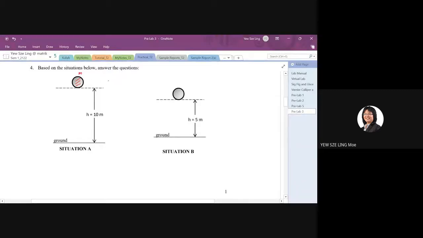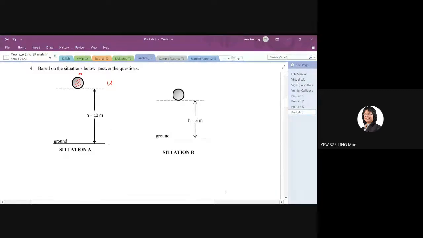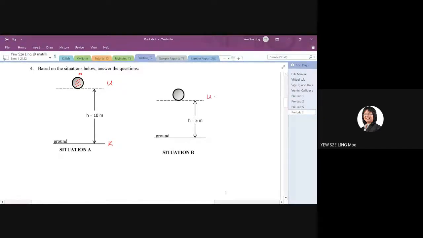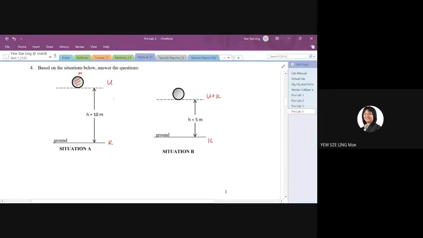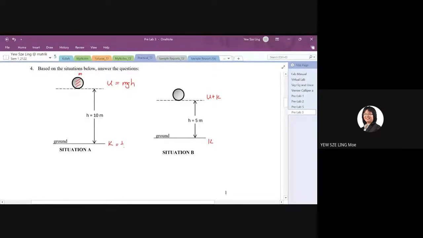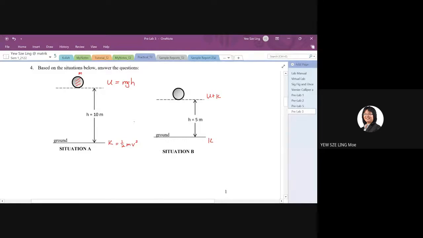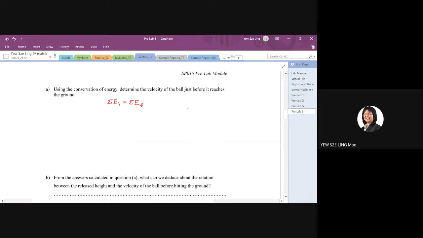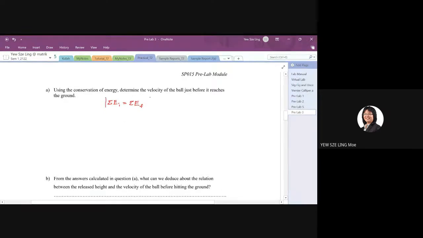So initially, this is your U, and then the final position is just K. For the second object, you have U plus K initially, and then K at the end. So you just simplify the equations. Remember, U equals mgh, K equals 1/2 mv squared. So remember the equations, and then you just plug it in and solve it. Basically, this is just like a tutorial question, by applying conservation of energy. So you calculate it for situation A, and then you do the calculations for situation B.